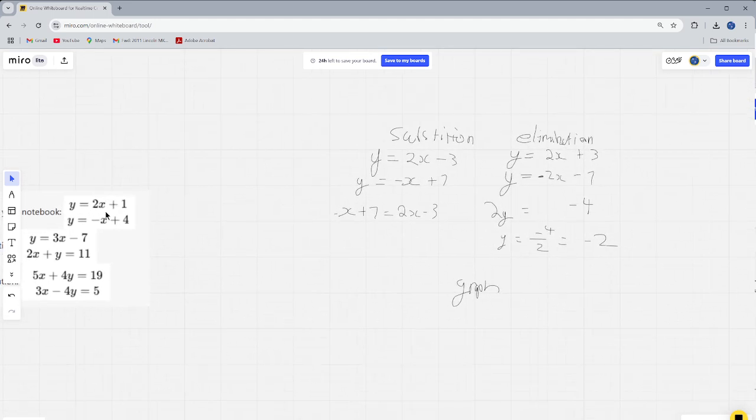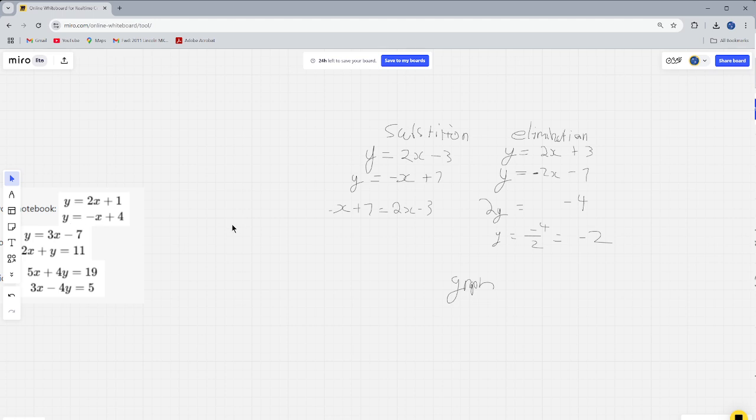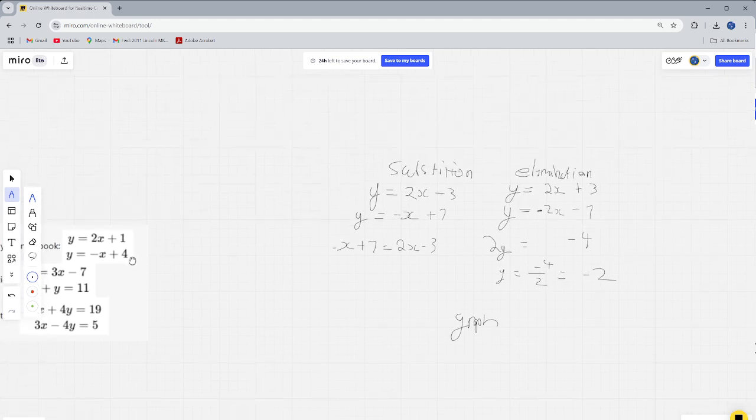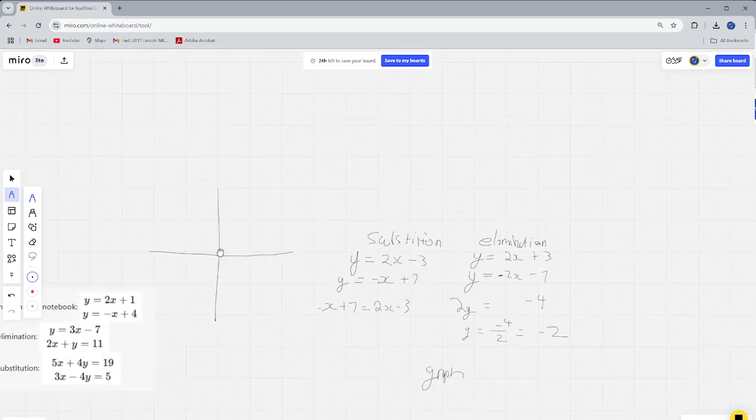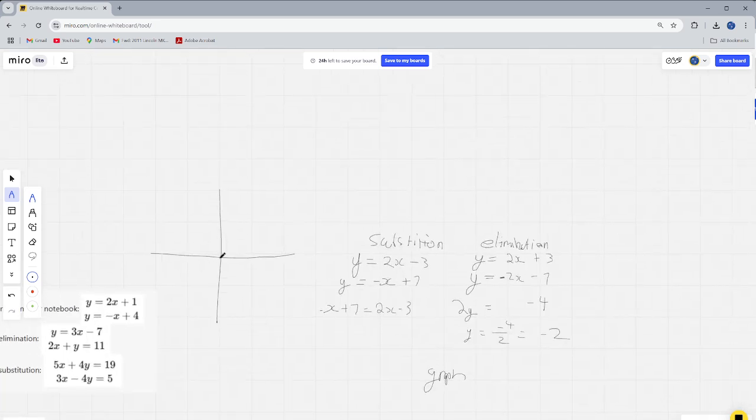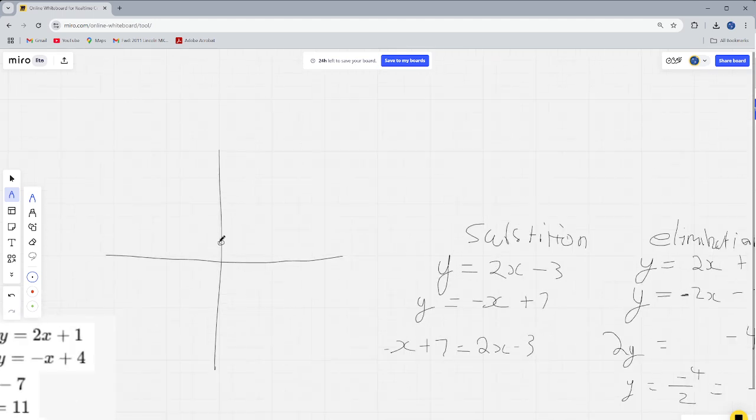First, we have y equals 2x plus 1 and y equals negative x plus 4. As we know, we can just equate these two to each other to solve it and say 2x plus 1 is equal to negative x plus 4. But let's solve this one by graphing it. We're going to start by drawing out our graph. Let's draw out 2x plus 1 first. This plus 1 means our intercept is at 1, so the y-intercept comes through at 1.